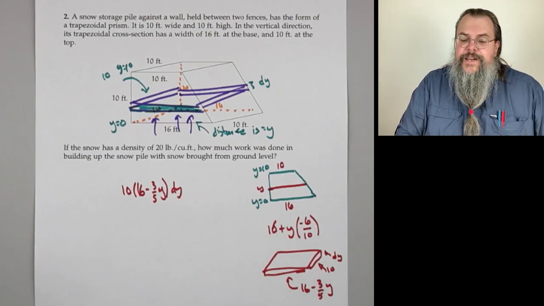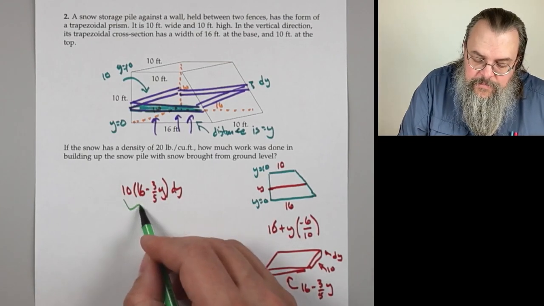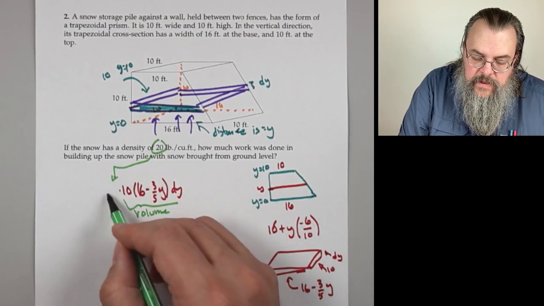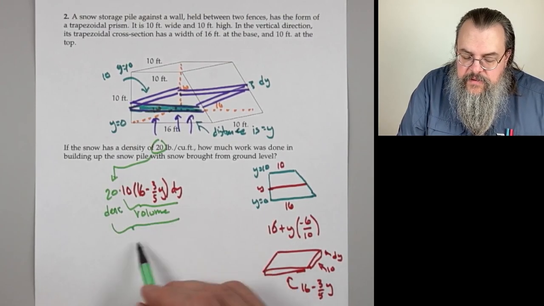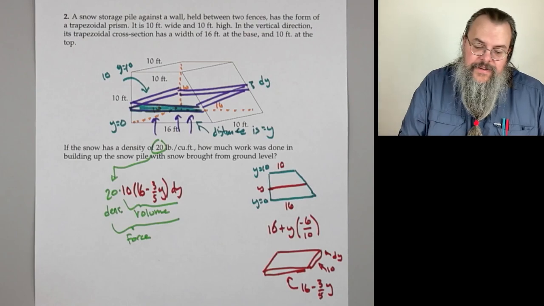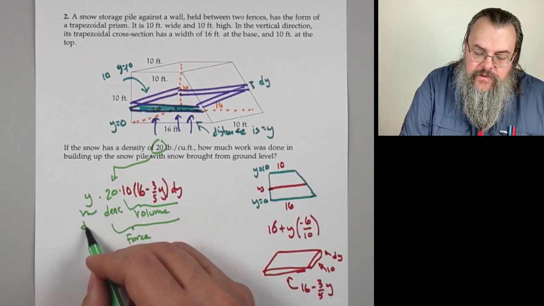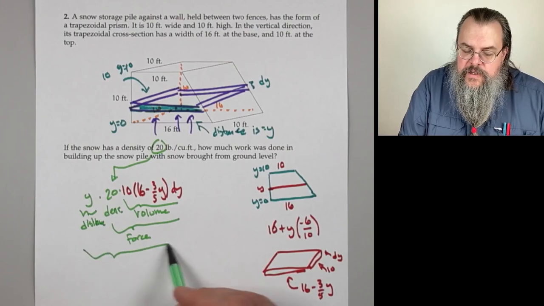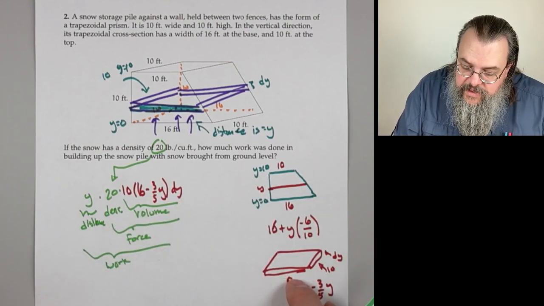Volume times density, well, some notes here, this is volume, 200, so that's our density, and this gives us our force. All right, it's our weight. How heavy is it? And now we have our distance. So this is our distance we move. And distance times force, this is our work. And so this is the work of moving this slice up.